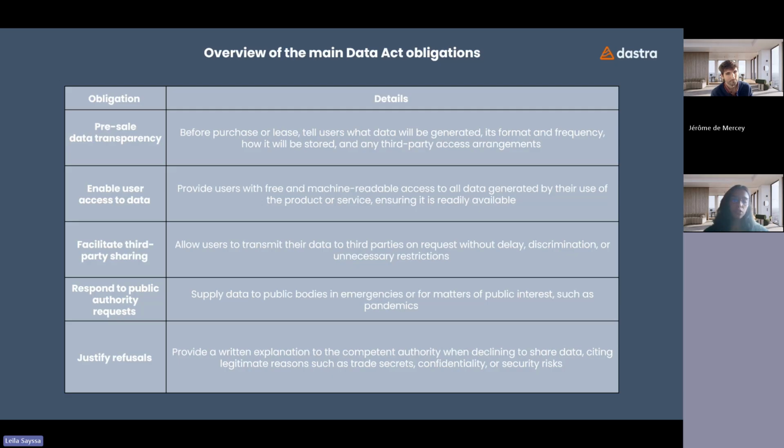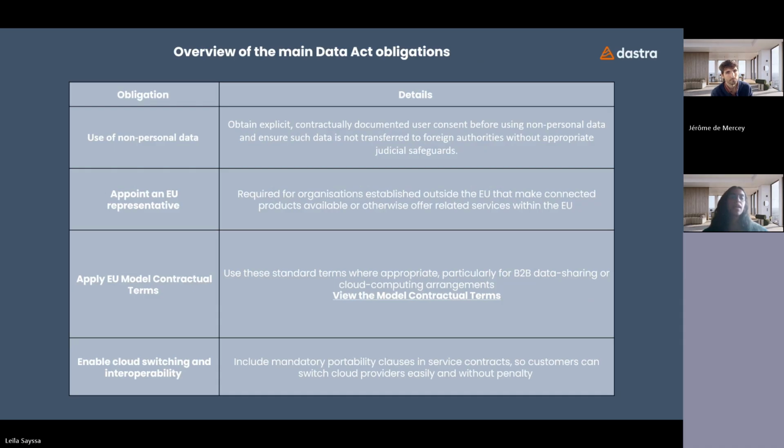And there's also a specific notion of refusals and exemptions that we will also see. So how can I, as a data holder, refuse to share data? How can I limit the data that I'm sharing, and why? What are the exemptions that are covered? And also, of course, to explain how I'm using the data here.